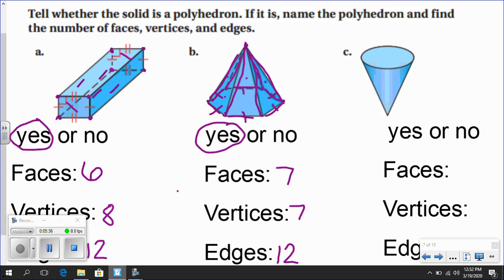Finally, is this a polyhedron? The answer is no. So we actually don't even have to answer any of these questions, and it's no because we see a circle here.